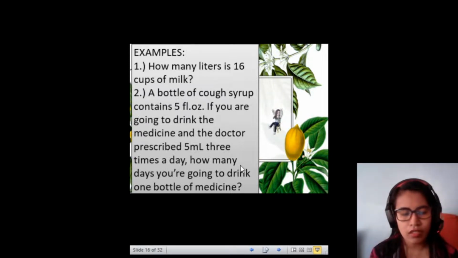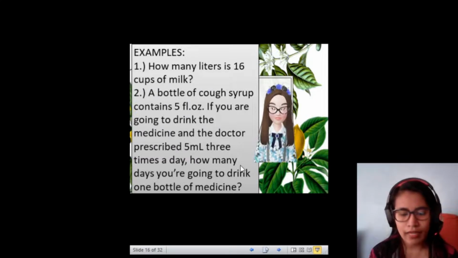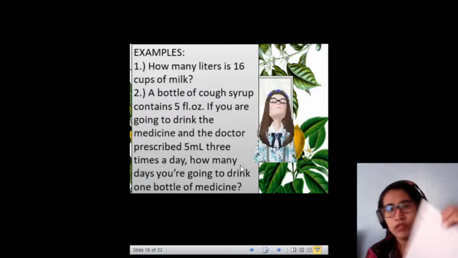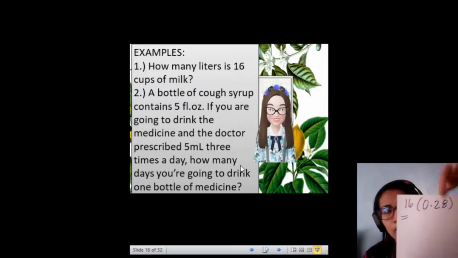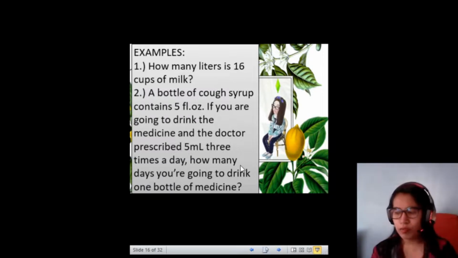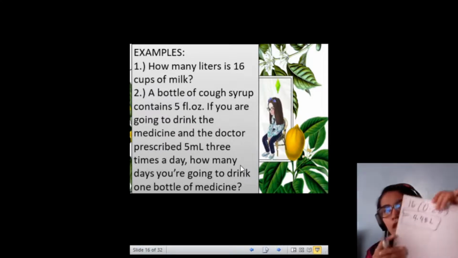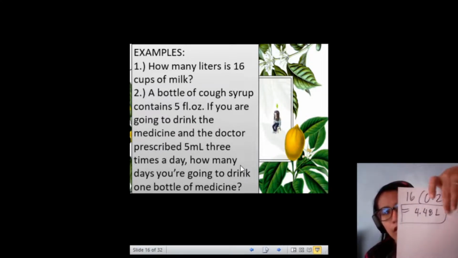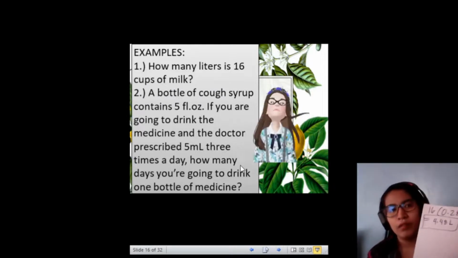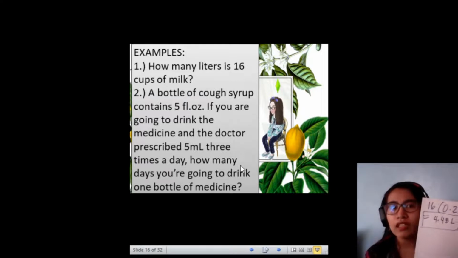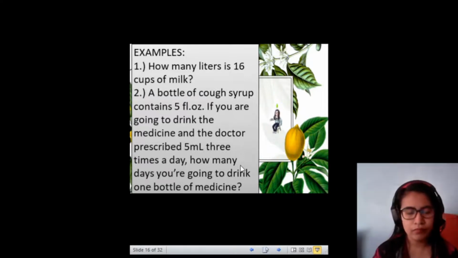So we have 16 times 0.28. Here we're solving it now. 16 times 0.28, the answer will be 4.48 liter. So that is the answer now, 4.48 liter. So that means in 16 cups, you have 4.48 liters of milk.